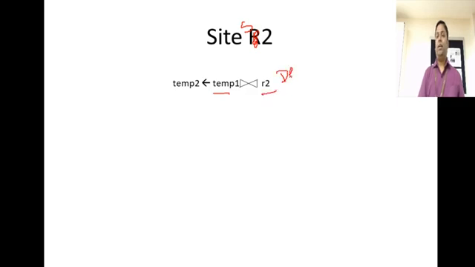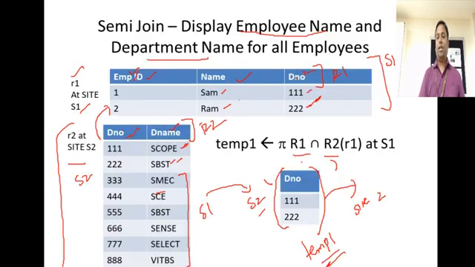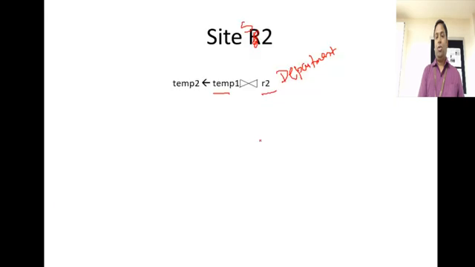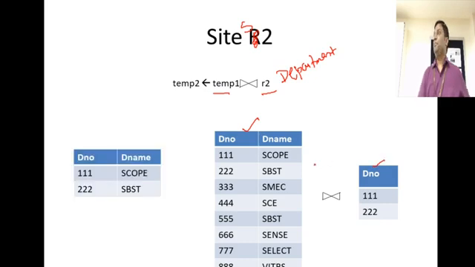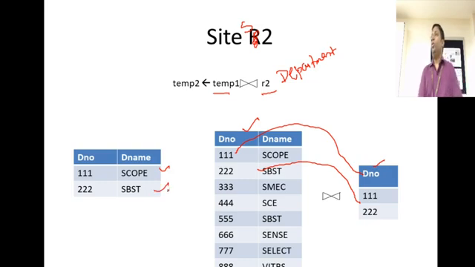What is R2 here? Department table. What is temp 1? Temp 1 is what we have just now arrived at. So this is temp 1, this is R2. What is the join of these two things? So 1, 1, 1 as a join, 2, 2, 2 as a join. So the join will be only 1, 1, 1 and 2, 2, 2. So this is happening at site S2 where your department table is.